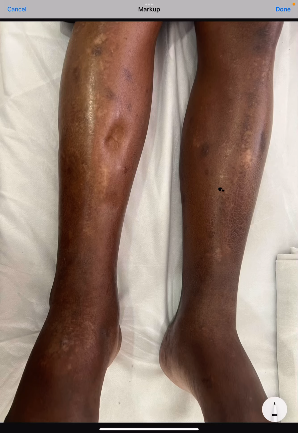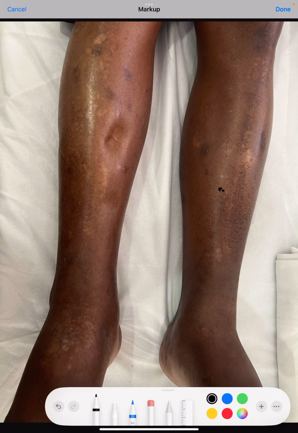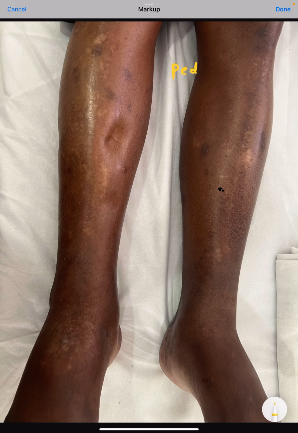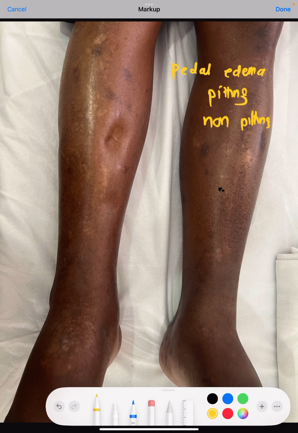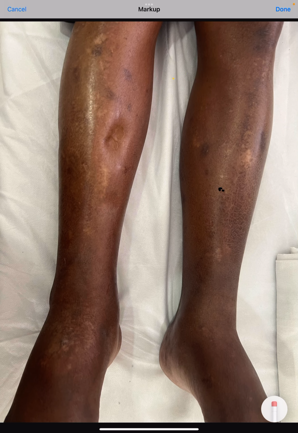Today we'll be discussing a very interesting topic, and that is edema or pedal edema. Now, pedal edema is extremely common, and in that we can either have pitting edema or non-pitting edema. So, in this topic, we'll be discussing the pitting edema. So, how do we come to know that this edema is pitting or non-pitting?